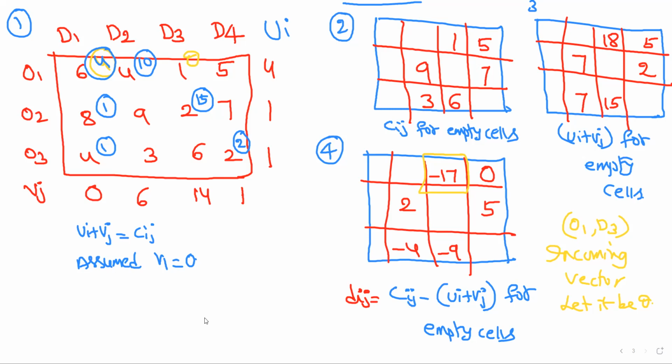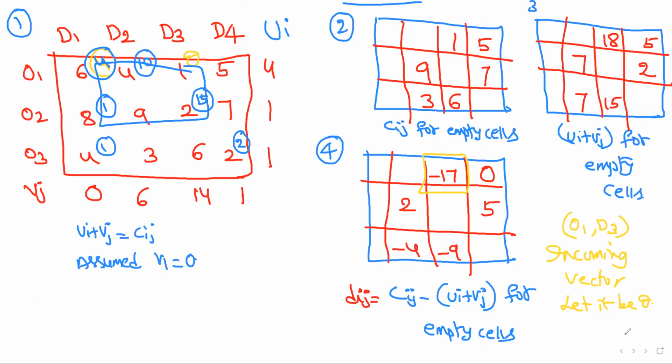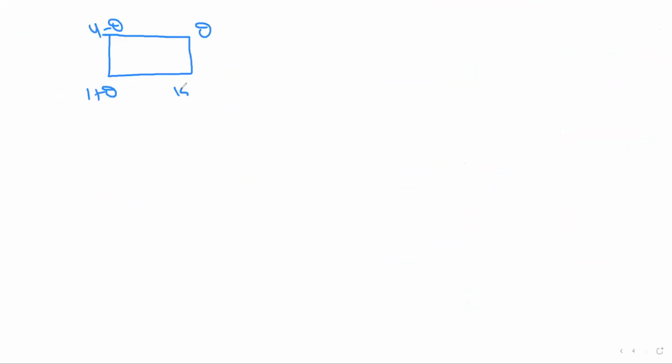Construct a closed loop here, starting from point 1, 4, 1 as I can construct like that. Yes, correct. Like this we got a closed loop. Here theta, this is 4 minus theta, 1 plus theta, 15 minus theta. Theta, 4 minus theta, 1 plus theta, 15 minus theta.